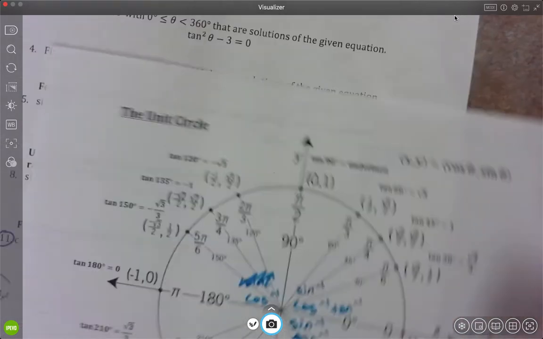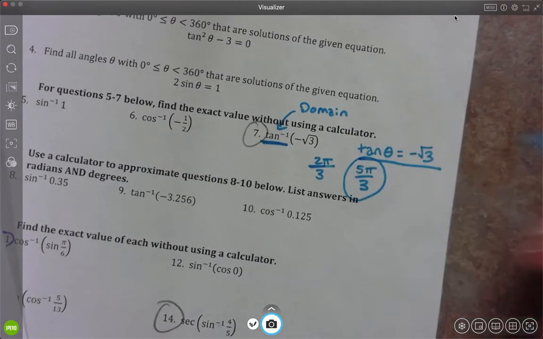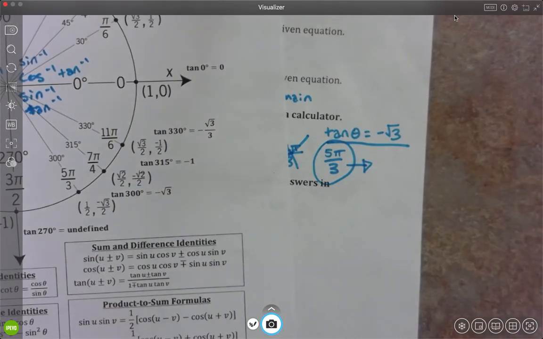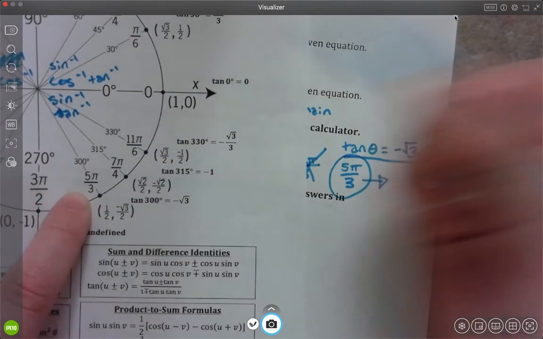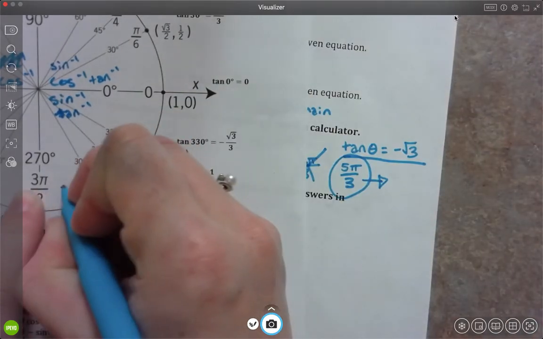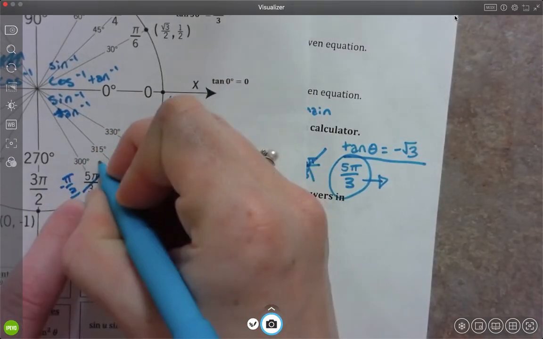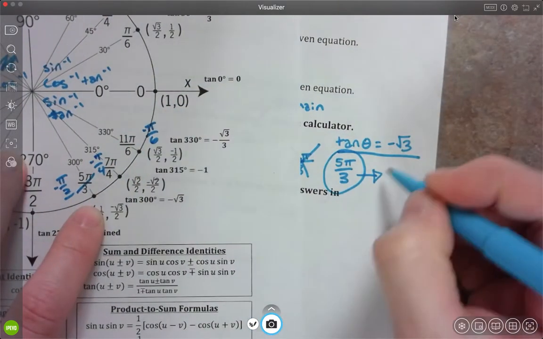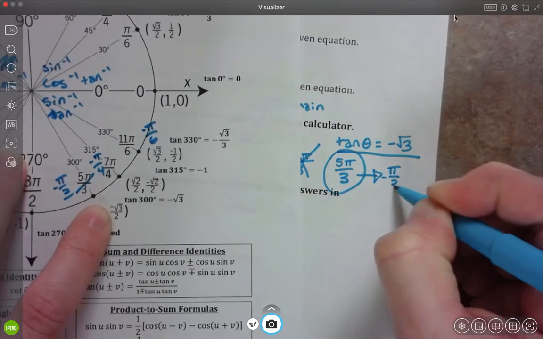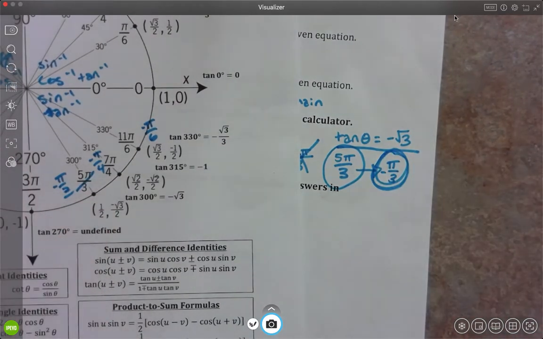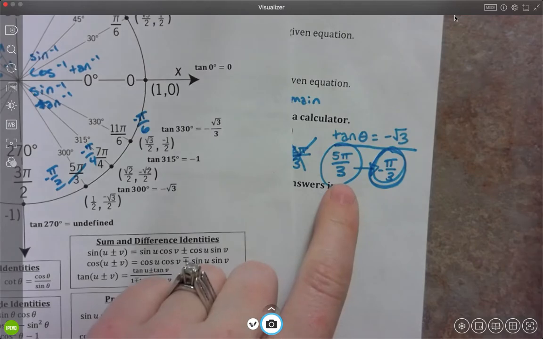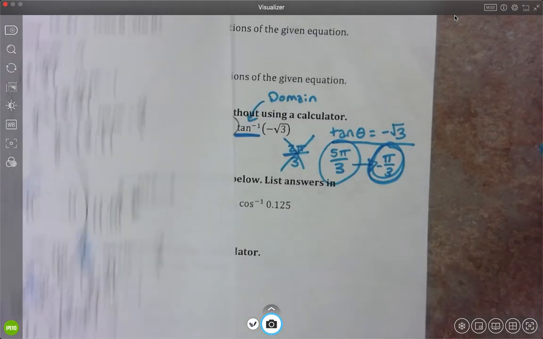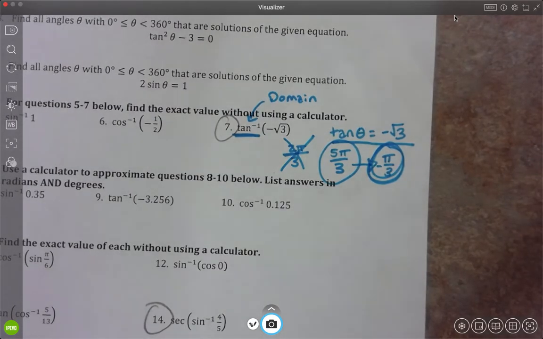Well, 5 pi over 3 is the one we want, and not 2 pi over 3, except they will write 5 pi over 3 as negative pi over 3. This was negative pi over 3, this was negative pi over 4, and this was negative pi over 6. So they will probably write it as negative pi over 3 instead. On the test I'm not going to get terribly picky. If you give me 5 pi over 3, I'll probably say that's okay, but make me happy and do negative pi over 3 instead. All right, so that was number 7.